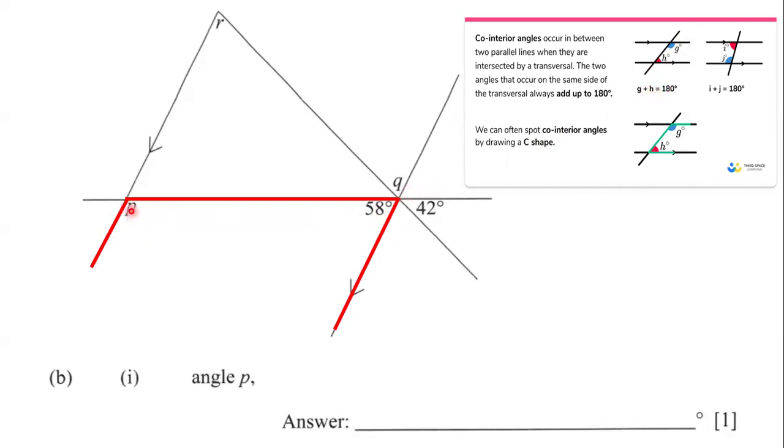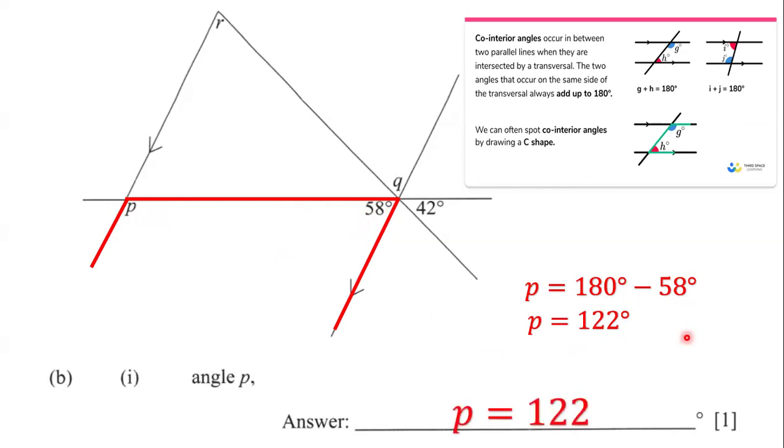And since P and this angle whose size is 58 degrees are co-interior angles, that means that they must add up to 180 degrees. And so in order to determine the size of angle P, we're going to subtract. P is equal to 180 degrees minus 58 degrees. And so P is going to be equal to 122 degrees, because co-interior angles add up to 180 degrees. So P is equal to 122.